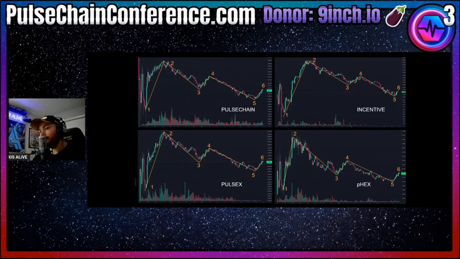So top left, you have PulseChain price action. On the top right, you got incentive. Bottom right, you got PHEX. Bottom left, you got PulseX. They're all doing the same shape, guys. The reason is because in the early days and even now, coins that are bonded together the deepest run together. They do the same types of price action, and so this makes trading on PulseChain quite easy to predict and enjoyable and profitable.